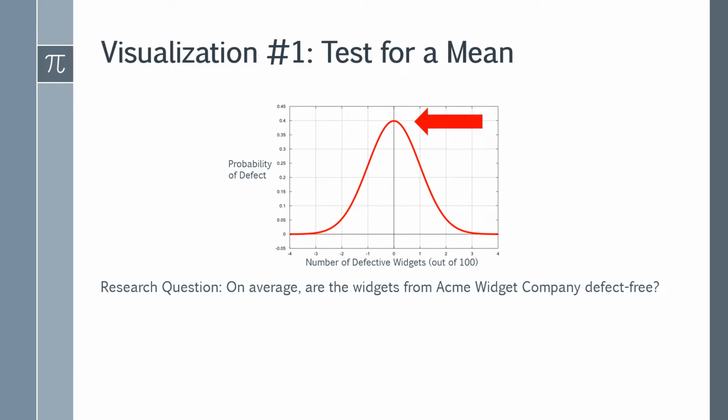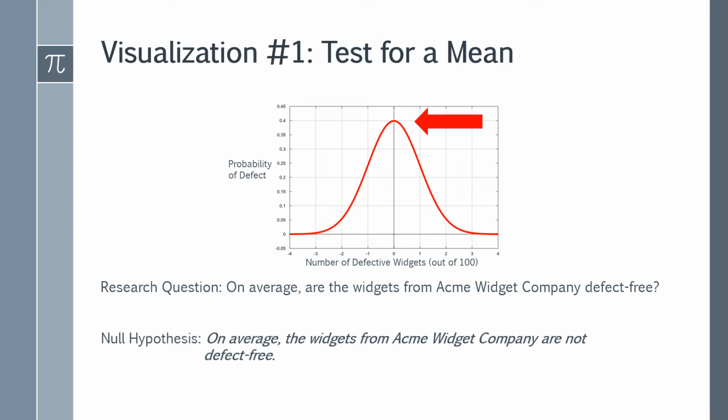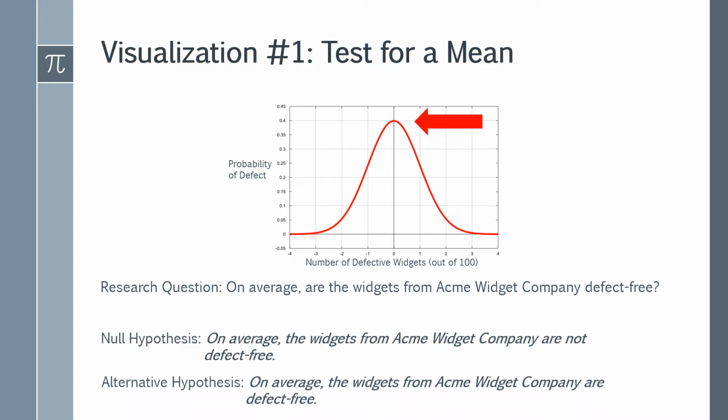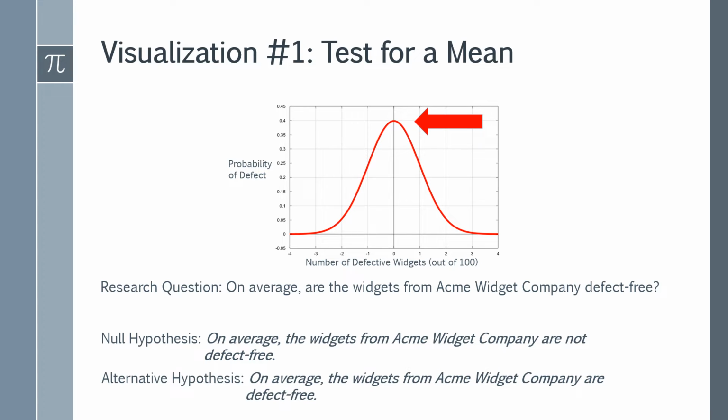Research question. On average, are the widgets from Acme Widget Company defect-free? Null hypothesis. On average, the widgets from Acme Widget Company are not defect-free. Alternative hypothesis. On average, the widgets from Acme Widget Company are defect-free. From the graph, we're able to determine that on average, the widgets are defect-free, therefore, we can reject the null hypothesis.